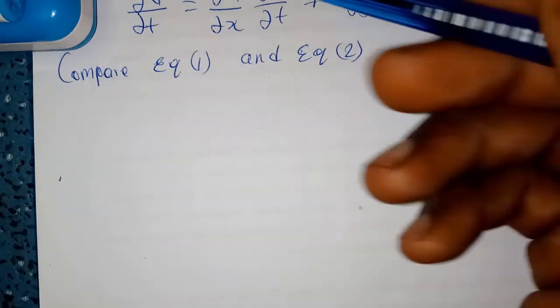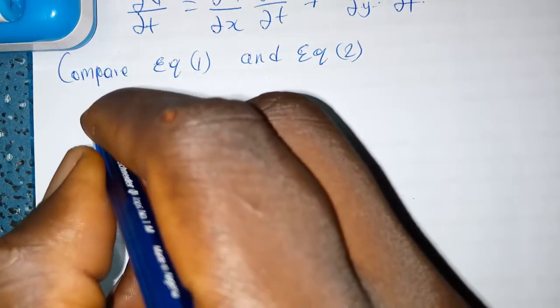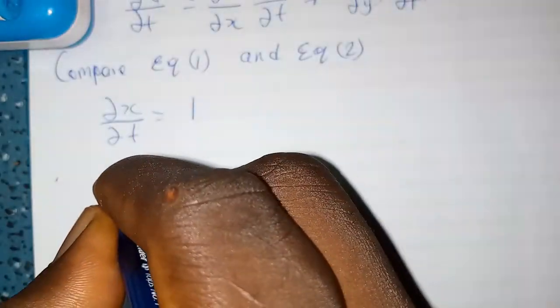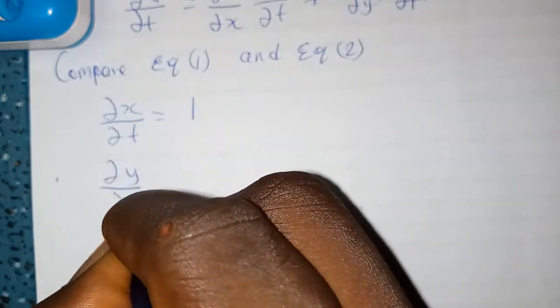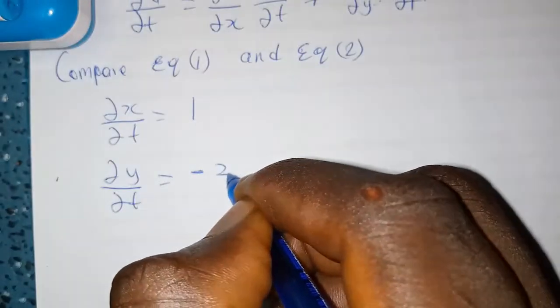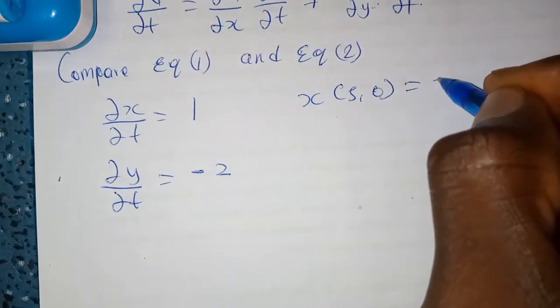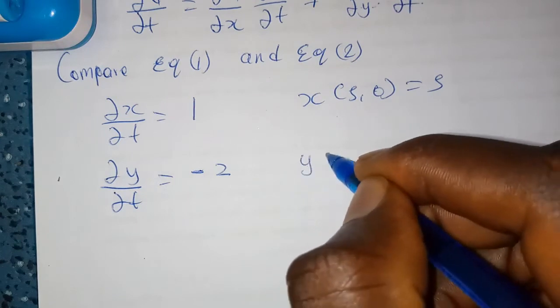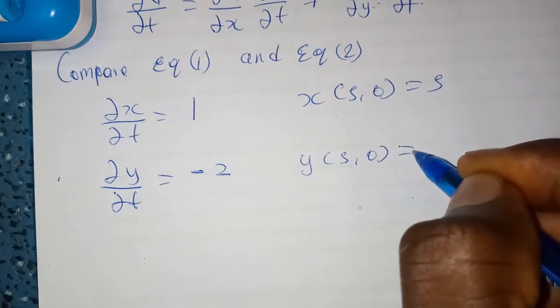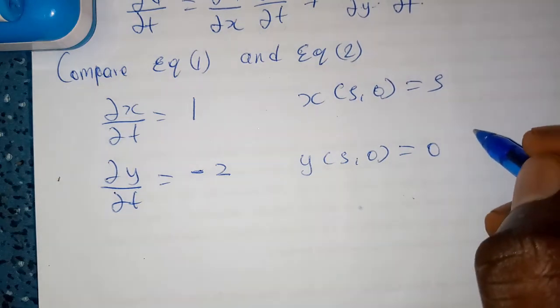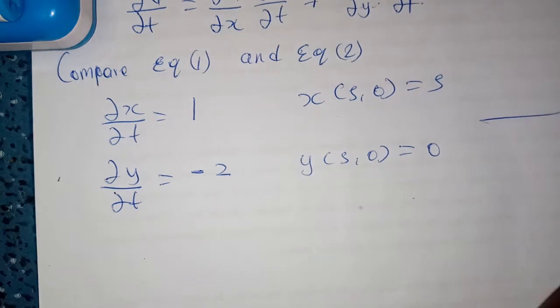So in doing this, with equation 2 and equation 1, we're going to be getting partial x partial t equals 1, partial y partial t equals -2, where x of s comma 0 is equal to s and y of s comma 0 is equal to 0. And this one stands as equation 3.